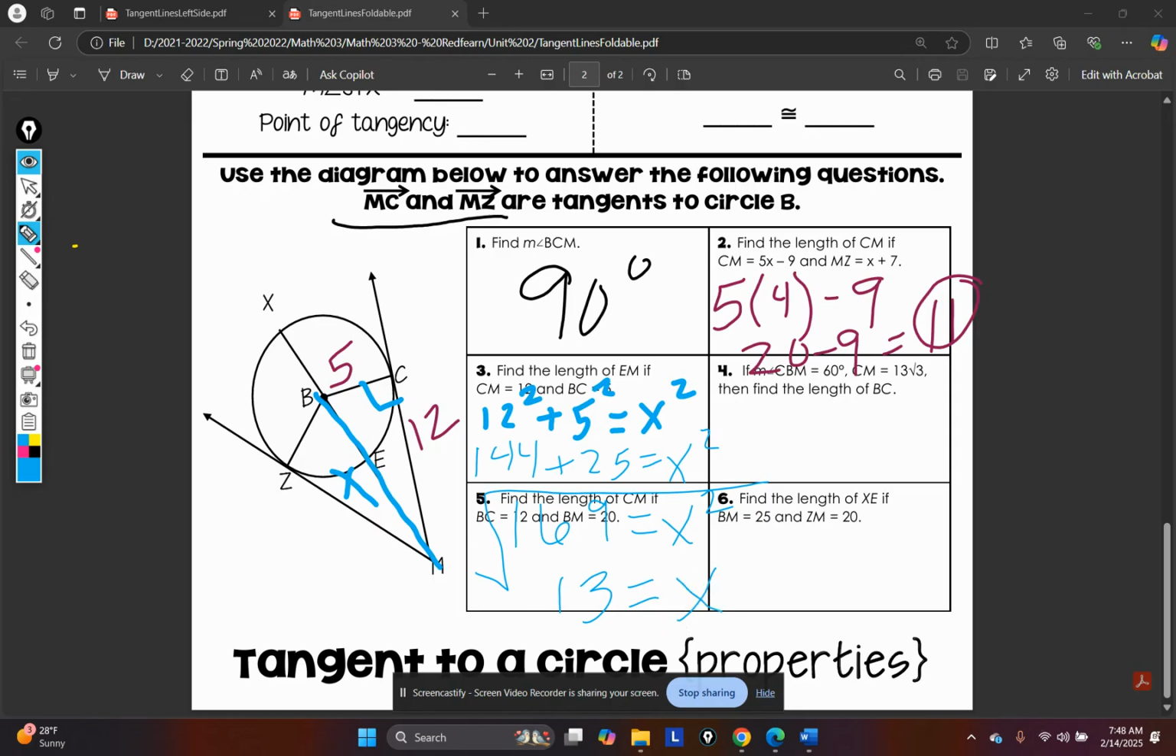Now, 13 equals x, but we only want to know this portion right here, this yellow portion. We want to know what EM is equal to. So if the whole thing is 13, the whole thing is 13, we want to find that little portion.